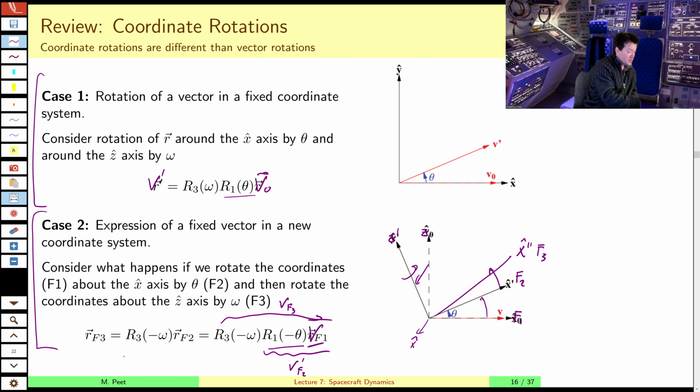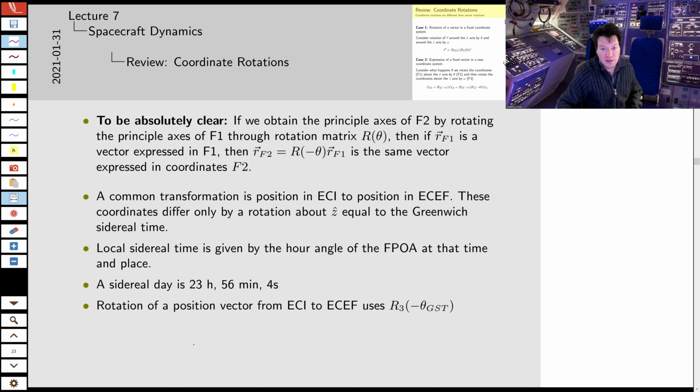So that's VF2 right there. So again, summarizing, if we obtain the principal axes of F2 by rotating the principal axes of F1 through a rotation matrix R, then if R is expressed in frame 1, we obtain R as expressed in frame 2 by using a negative rotation matrix, not the negative sign of the rotation, but a negative angle as applied to the position vector in F1.